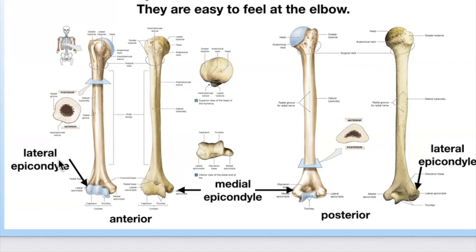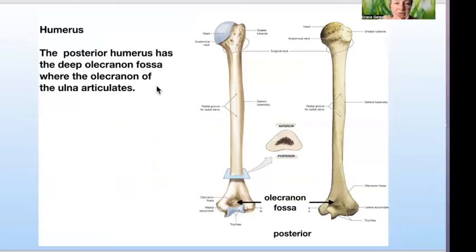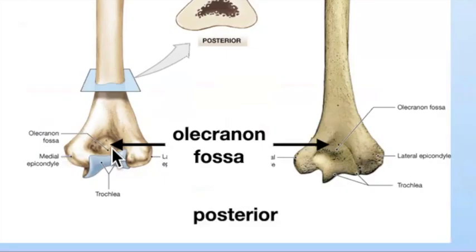And they're easy to feel. You can feel them in your own elbow area. They're the bottom of the humerus, and I could help you in class if you don't know if you're feeling your medial and your lateral epicondyle. Okay, and they're attachment sites for muscles, just like a lot of these other bone markings I'm teaching you. Okay, the posterior humerus has a deep olecranon fossa where the olecranon of the ulna articulates.